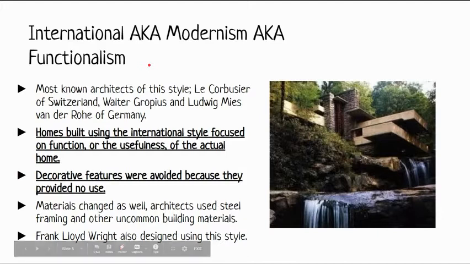Okay, so this style is known as the international, also known as modernism, also known as functionalism. I like to get you to think about it more as functionalism because that helps you think of the purpose of the homes. So the most known architects of this style are going to be Le Corbusier of Switzerland, Walter Gropius, and Ludwig Mies van der Rohe of Germany.